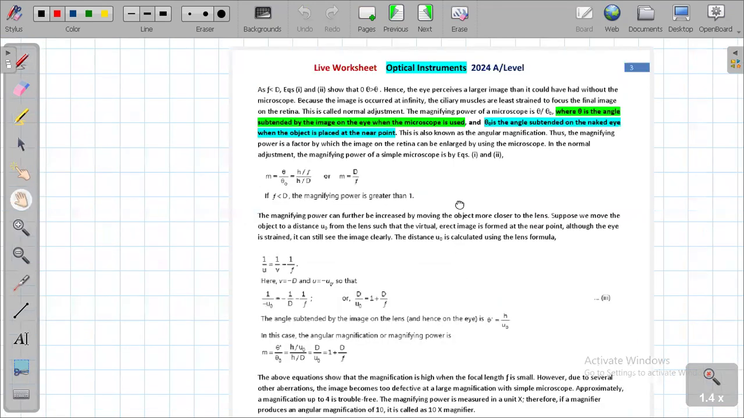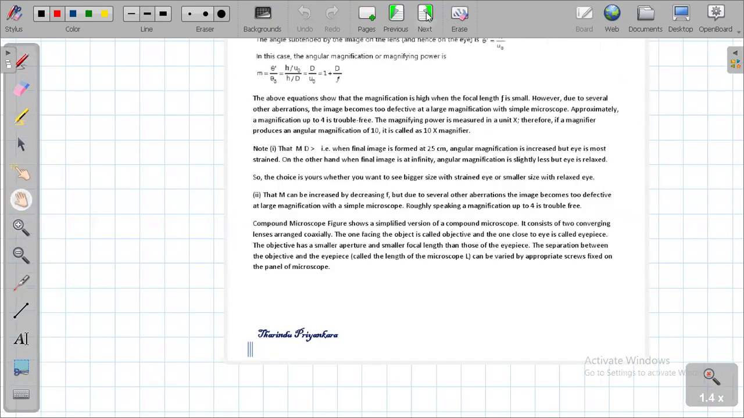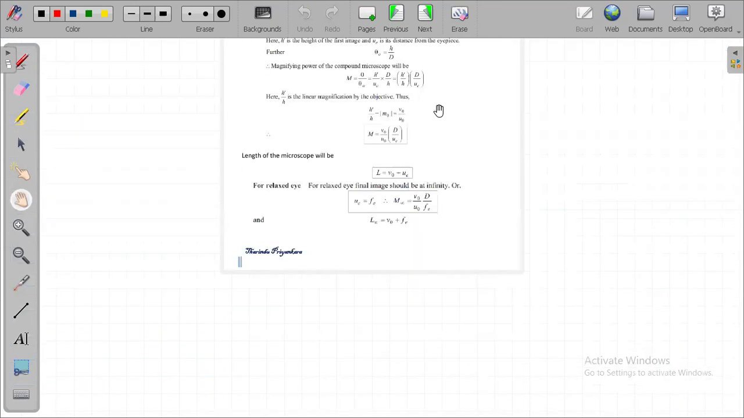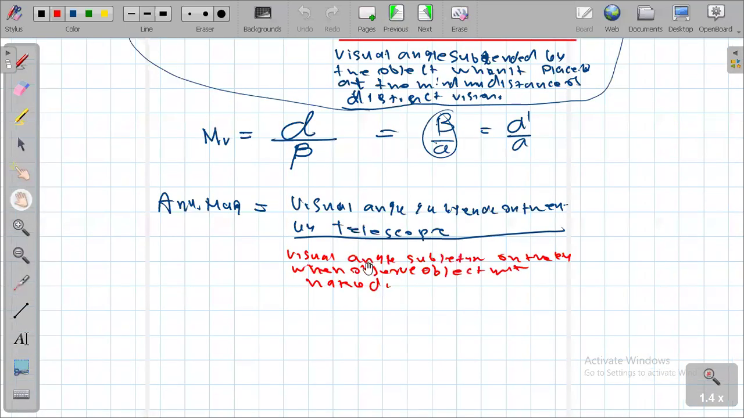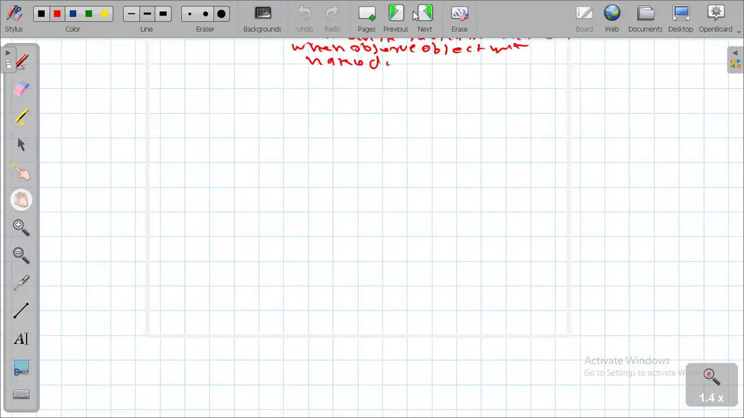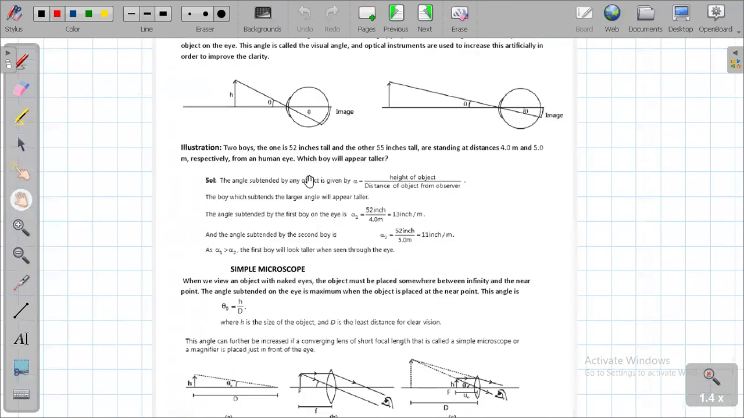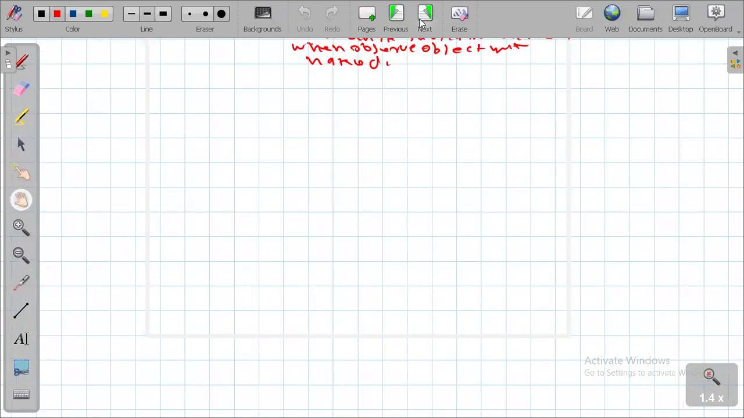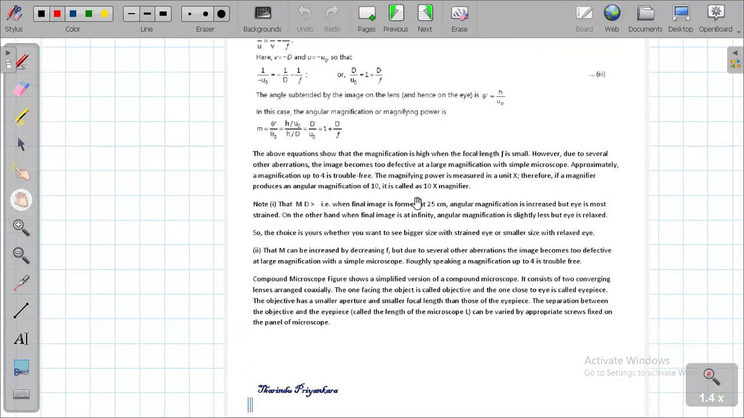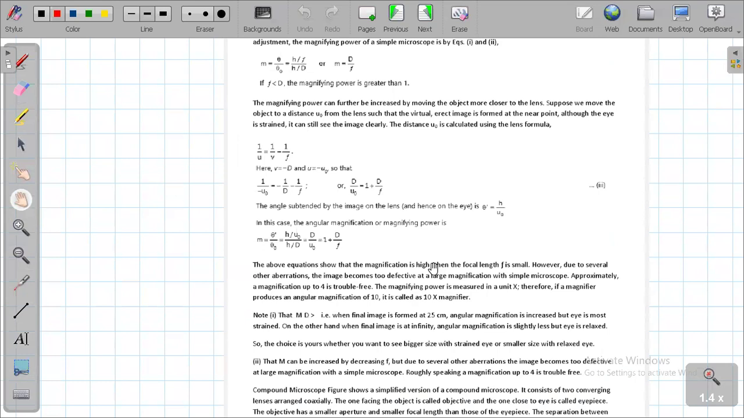Now we have what? Simple microscope. Better to read these two pages very quickly. For this part as well as this part, you might not understand well. No problem. Don't read everything. Just go through until here, very quickly.